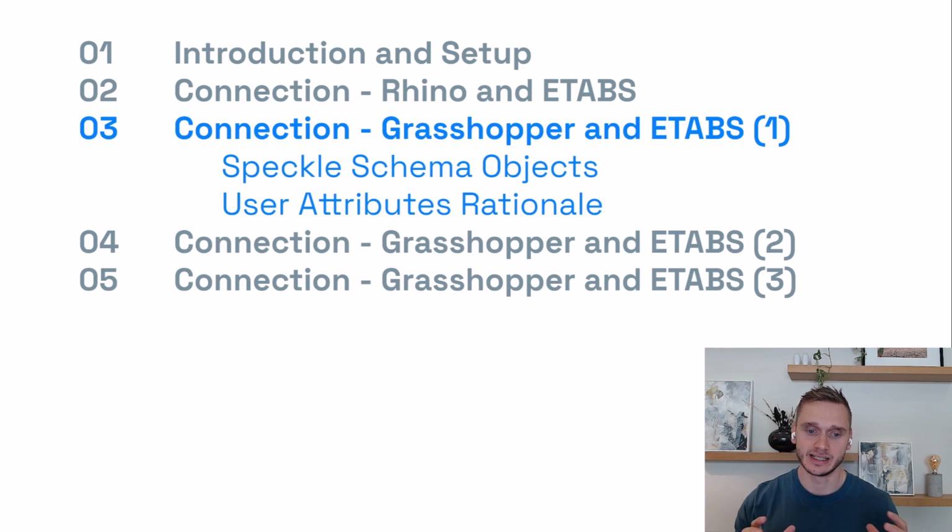So we're going to start off by looking at our Speckle Schema Objects in Grasshopper, lacing those together to give us an idea of what user attributes we can define in Rhino in order to read our information from Rhino into Grasshopper and not just have geometry. So we'll have meaningful geometry, meaning we have geometry with some properties assigned to it. So let's get into it.